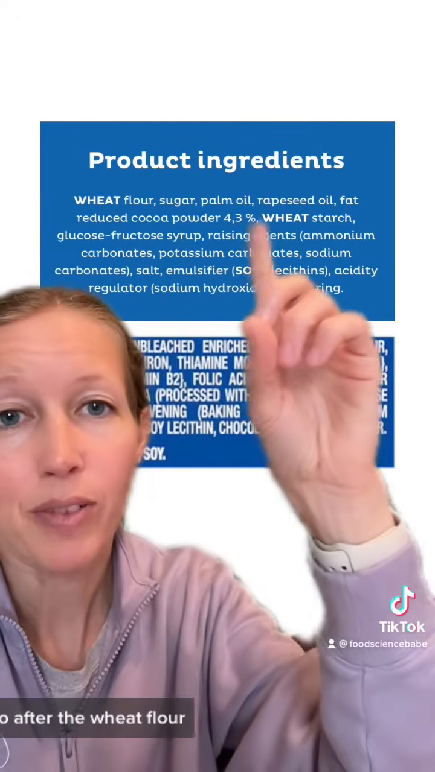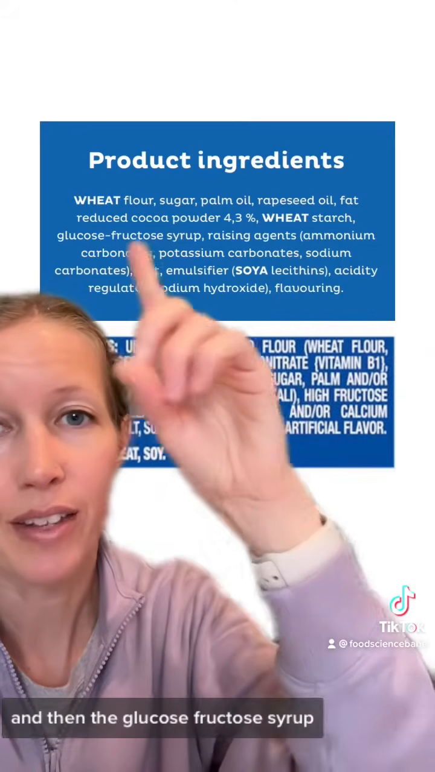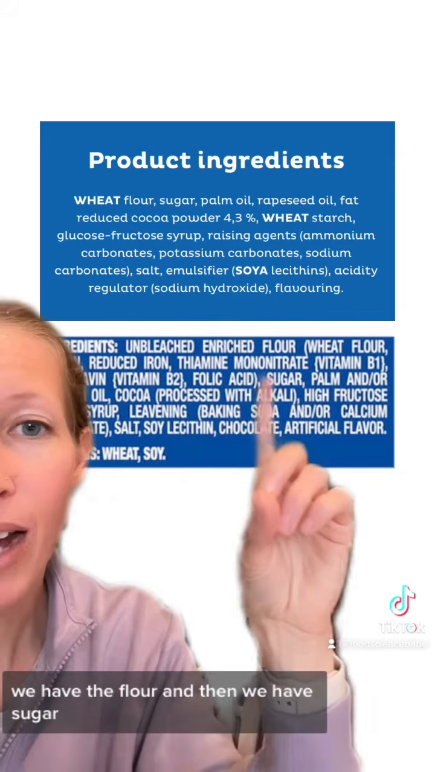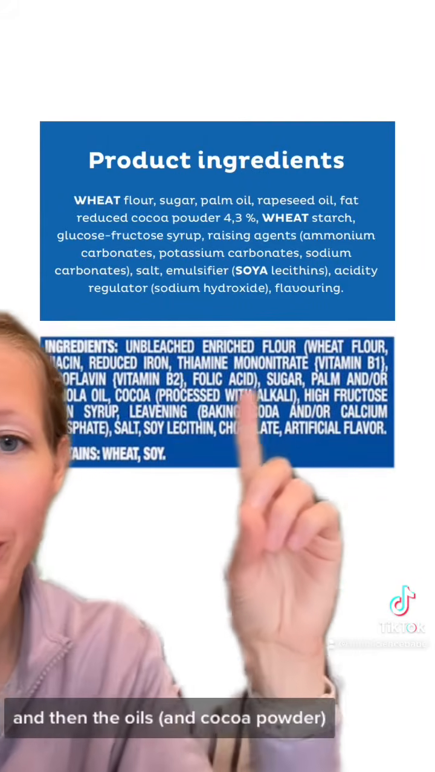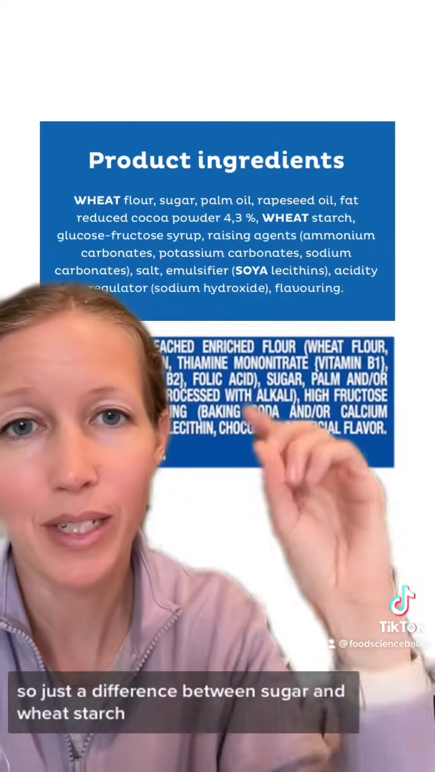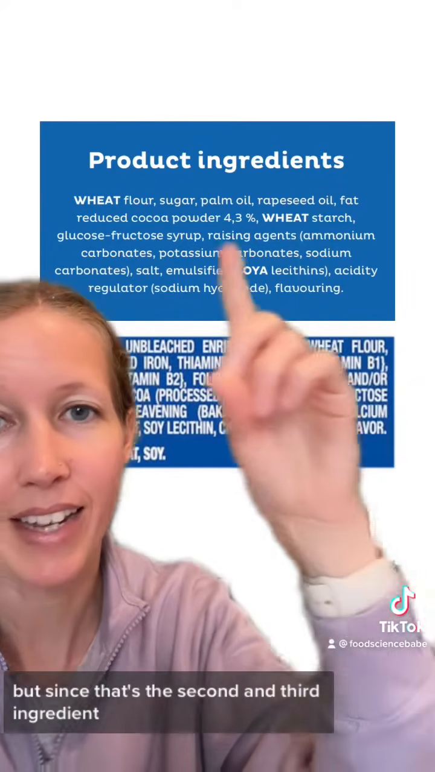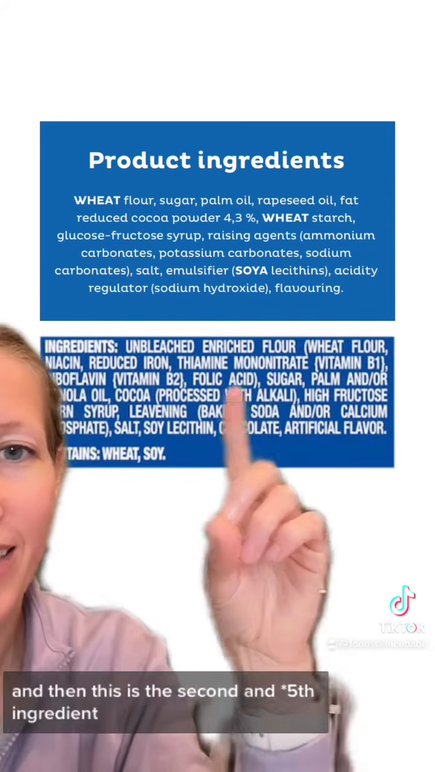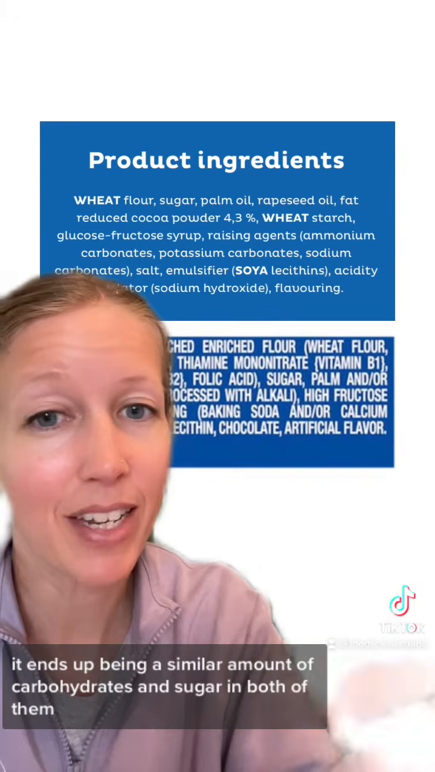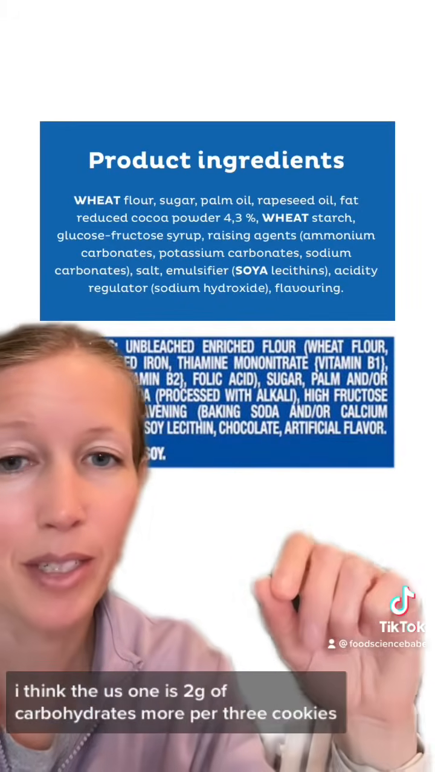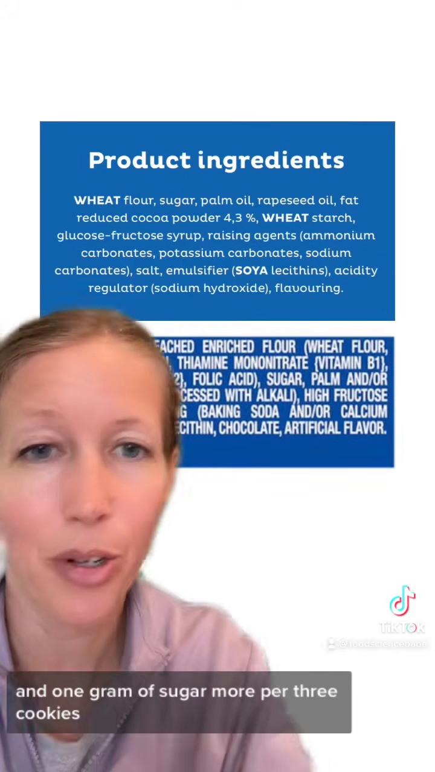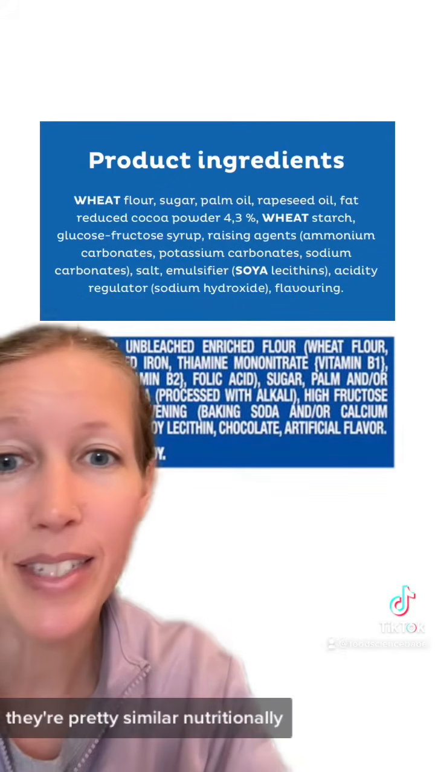So after the wheat flour and the oils, we have wheat starch and then the glucose fructose syrup in the UK version. In the US version, we have the flour and then we have sugar and then the oils and then the high fructose corn syrup. So just a difference between sugar and wheat starch, but since that's the second and third ingredient, and then this is the second and fourth ingredient, it ends up being a similar amount of carbohydrates and sugar in both of them. I think the US one is 2 grams of carbohydrates more per 3 cookies and 1 gram of sugar more per 3 cookies, but otherwise they're pretty similar nutritionally.